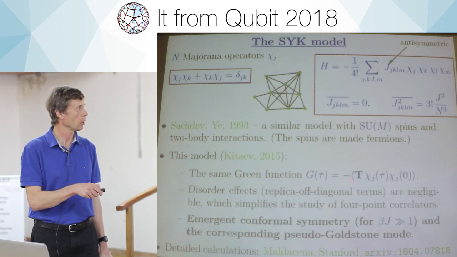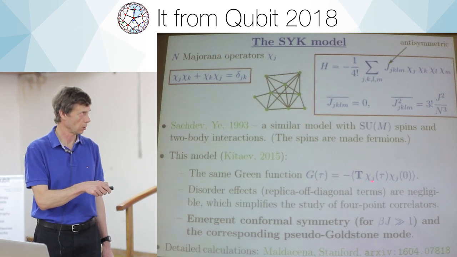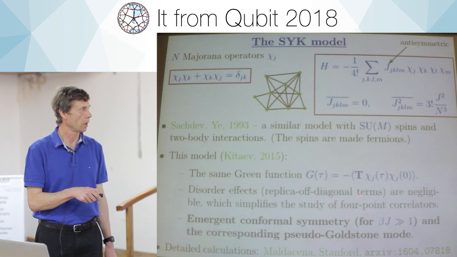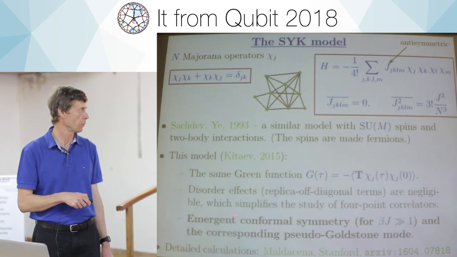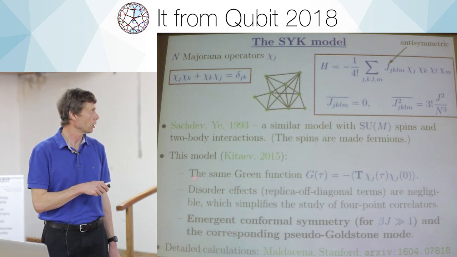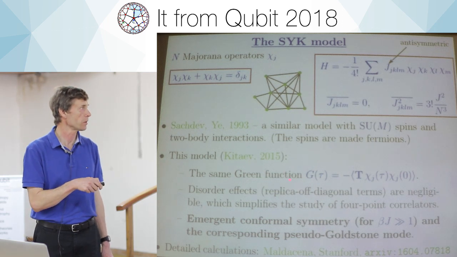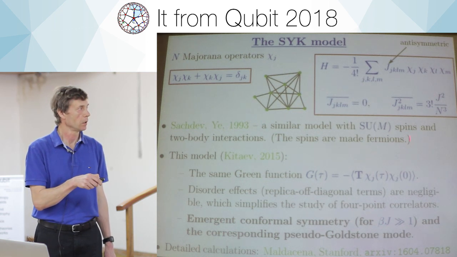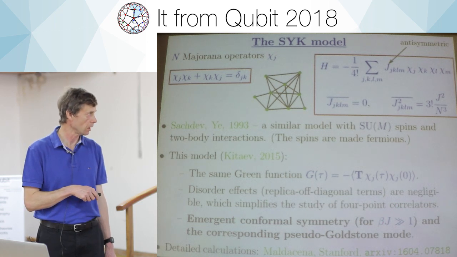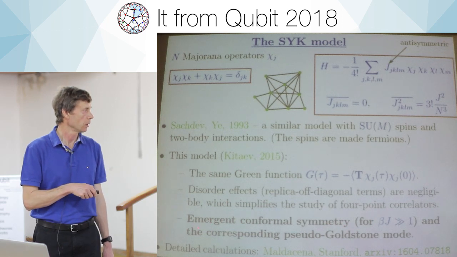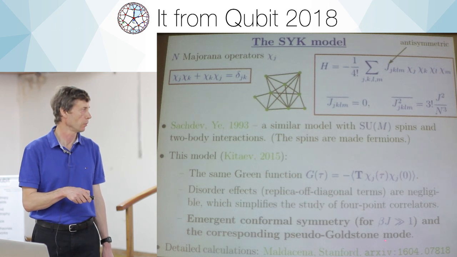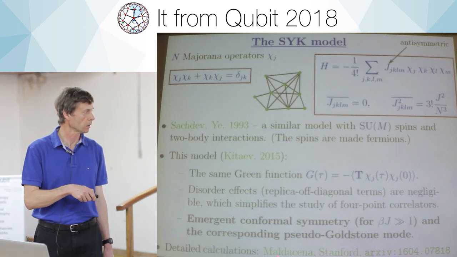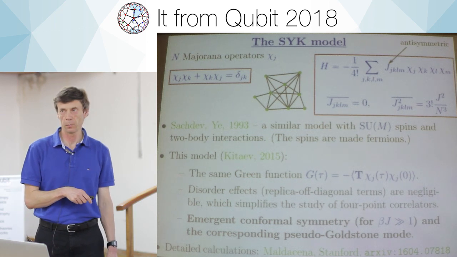The Green function, which is defined this way, the Euclidean Green function, is the same as in the original Sachdev-Ye model. But disorder effects are weaker in this particular model, which makes it somewhat easier to study. The new development is that this model, as well as the original model, of course, has an emergent conformal symmetry if beta J is much greater than 1. J is this parameter with dimension of energy, and beta is the inverse temperature. This emergent conformal symmetry is broken, and there is a corresponding pseudo-Goldstone mode, a soft mode. I gave a series of talks at KITP regarding this model. Detailed calculations were done by Maldacena and Stanford in this paper, and by many other people.